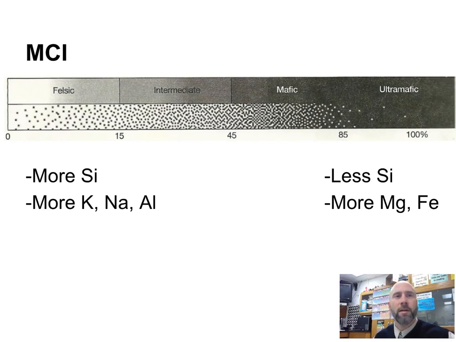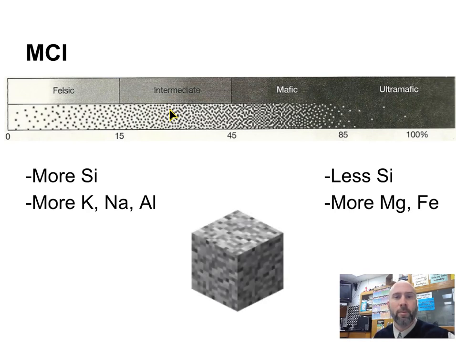All right, so here's the MCI, and you can see it's just a range. If your rock looks lighter in color and kind of has this kind of shading, it's probably felsic. If it's more dark, it's mafic. Really, we don't deal with ultramafic very often. And then intermediate, it's just going to be kind of a gray color rock, somewhere in the middle.